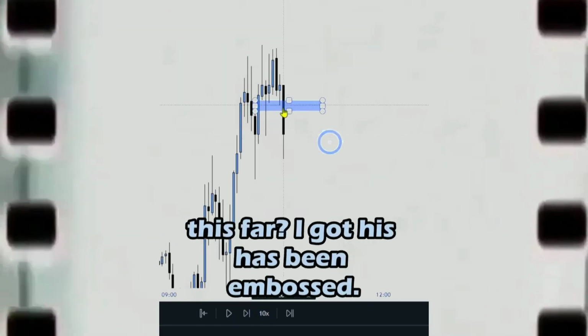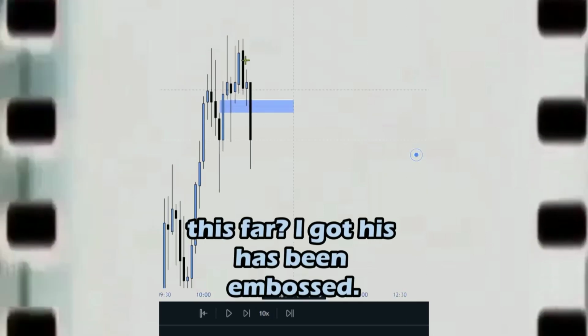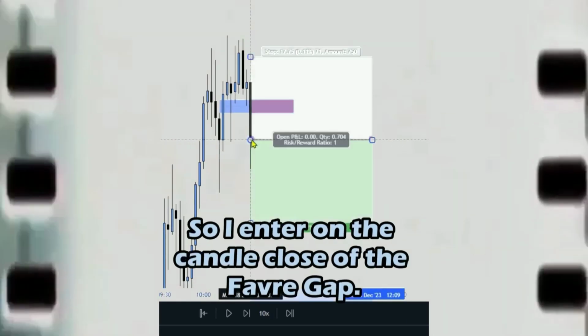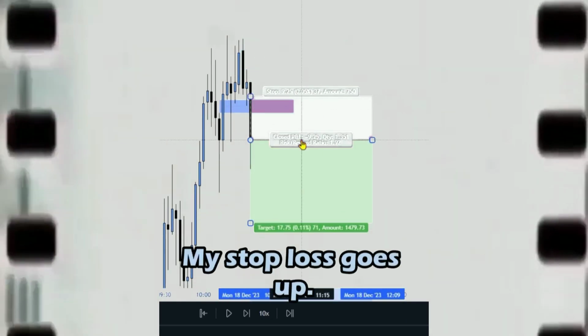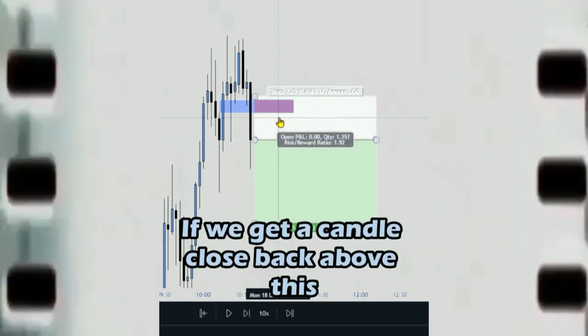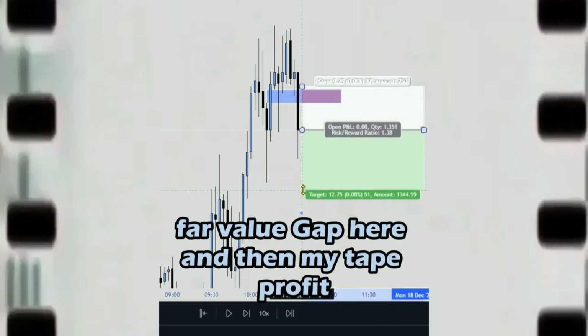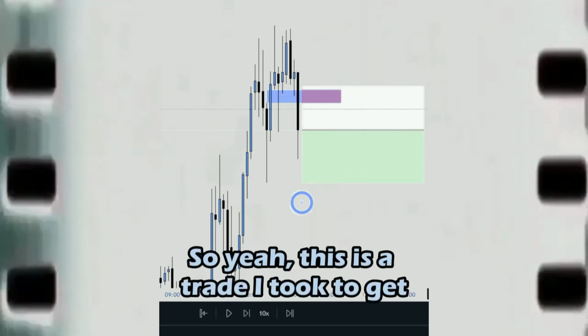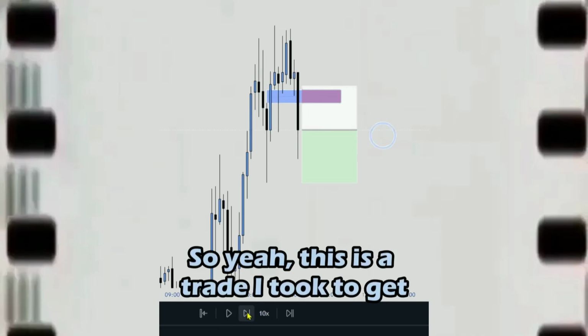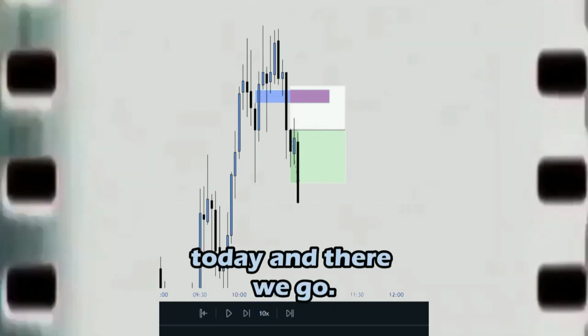So I took an entry off of this 3-minute inversion fair value gap. So as you can see, this fair value gap has been inversed, so I enter on the candle close of the fair value gap. My stop loss goes up if we get a candle close back above this fair value gap here, and then my take profit was just sell side liquidity right here. So yeah, this is the trade I took today, and there we go.